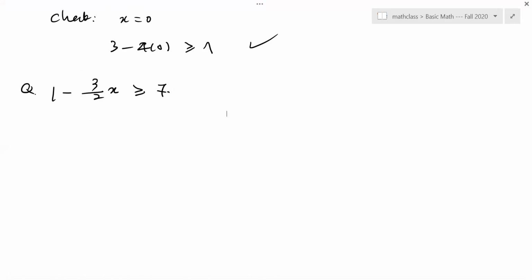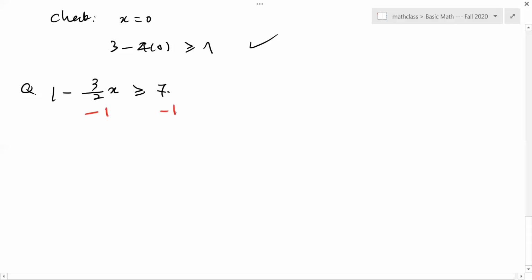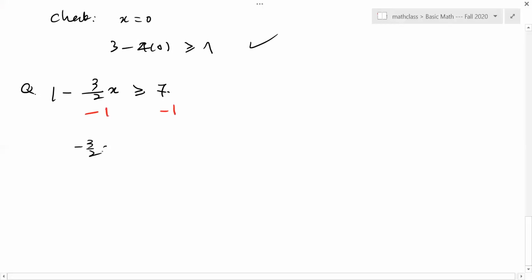Let's try, okay? So very first step, you can get rid of the fractions first, or you can simplify the equation first. So let's subtract one from both sides. So what I get is -3 over 2 x greater than or equal to 6. Right? Yeah, Alex, great.